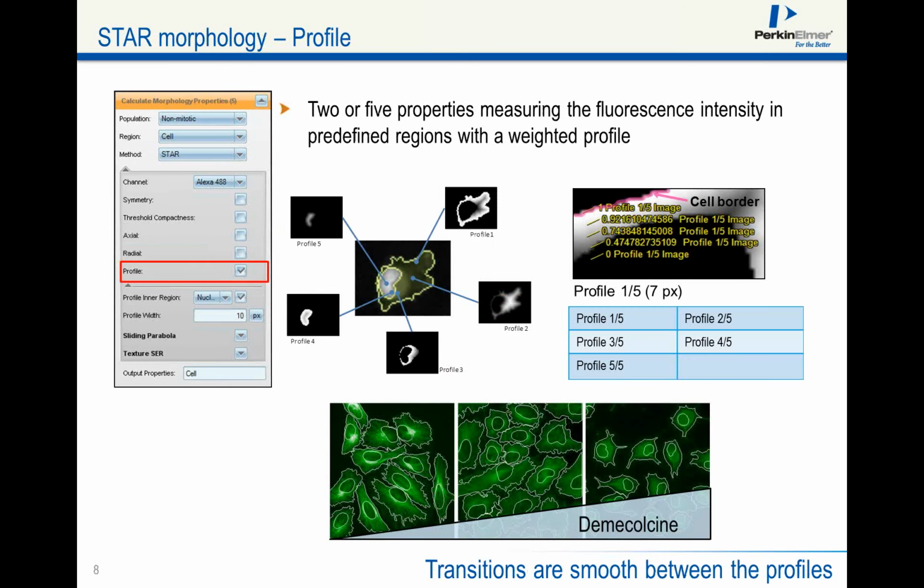Second is profile. It's another star morphology feature where we're looking at fluorescence intensity distribution within a certain predefined region of a cell. Here we can focus on whether your intensity distribution is near the edge of the well or membrane, near the center of the cytoplasm, near the ring area of the nucleus, immediately inside of the nucleus, or at the center of the nucleus. So this is another star morphology feature where we can monitor your intensity distribution within any cell region.